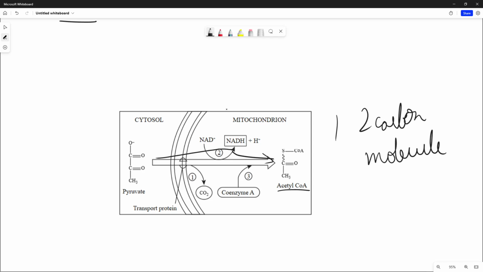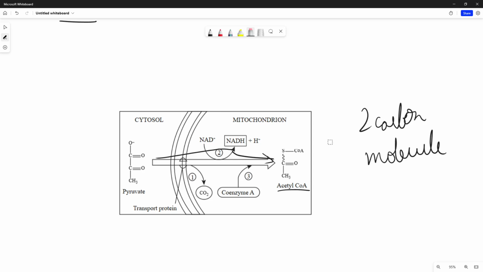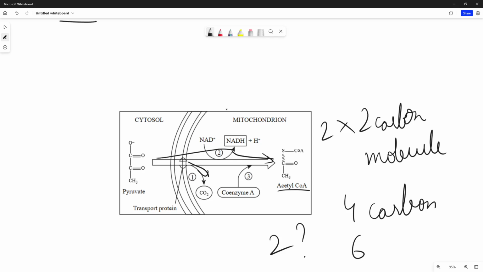Now if you're keeping track, 2 into 2, since it produces 2 acetyl CoA, you have 4 carbon molecules. But in glucose we had 6, so where did the remaining 2 go? Well, the remaining 2 are turned into carbon dioxide, and it is quickly gotten rid of.